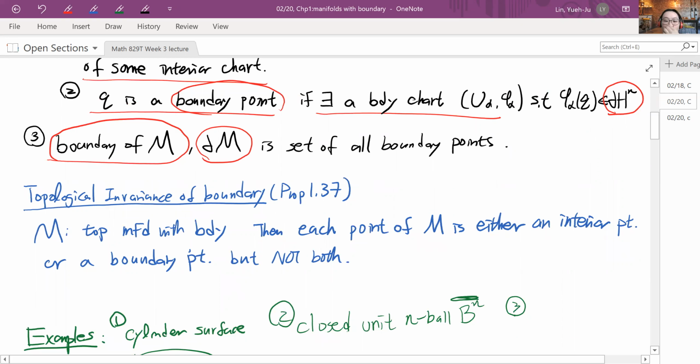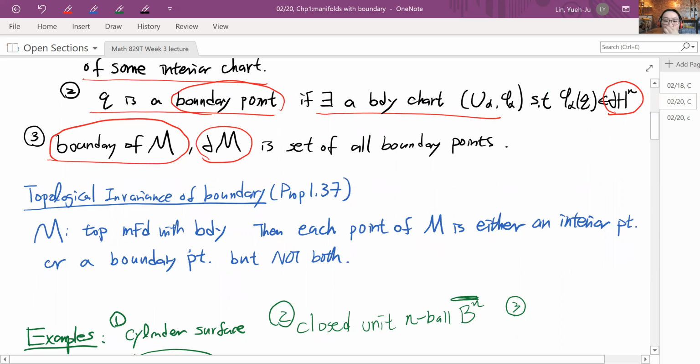We don't have enough equipment, but at least we can see what the statement is here. So let's say you have a manifold with boundary. Then it turns out that each point is either an interior point or a boundary point, but not both. You're not going to see something that can be both interior and boundary, otherwise there would be a big ambiguity. So it is good that interior points and boundary points are disjoint. You don't have the ambiguity of which chart you are using. Any chart you check will always give either interior or boundary, not both.